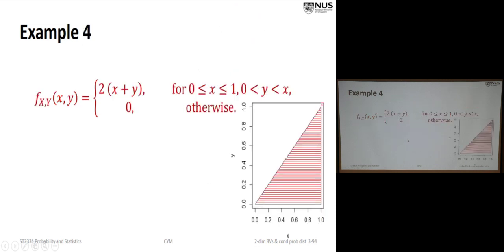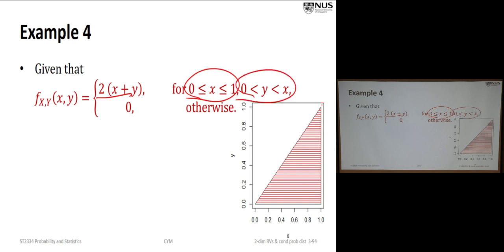Now, let's look at this example. Suppose we're given the joint PDF. The joint PDF is equal to this expression, 2 times x plus y, when x is between 0 and 1 and y is between 0 and x. It's very important that you figure out the region for which the joint PDF is given by this expression. So it's over this region, over this shaded part.